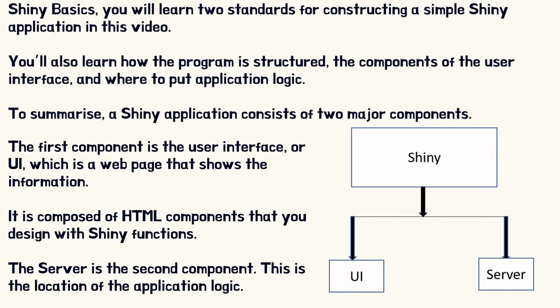You will learn two standards for constructing a simple Shiny application in this video. You'll also learn how the program is structured, the components of the user interface, and where to put application logic. To summarize, a Shiny application consists of two major components. The first component is the user interface, or UI, which is a web page that shows the information. It is composed of HTML components that you design with Shiny functions. The server is the second component. This is the location of the application logic.